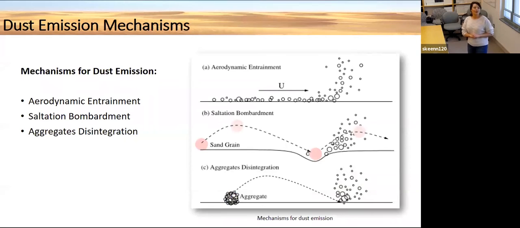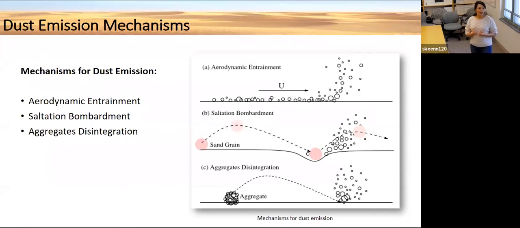We have three main dust emission mechanisms that are responsible for the occurrence and magnitude of dust emission from different surfaces. The first one is aerodynamic entrainment, meaning dust particles are lifted from the surface directly by the wind. Second is saltation bombardment: when aggregates or other grains strike the surface, they have a localized impact strong enough to overcome the binding forces of the dust particles and create dust.